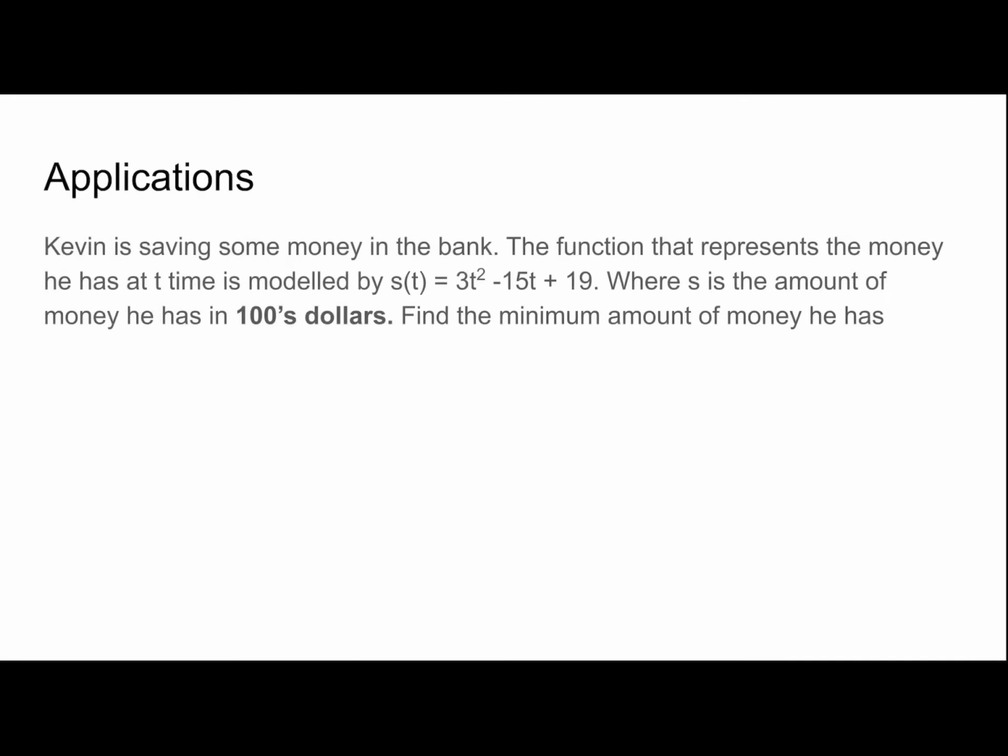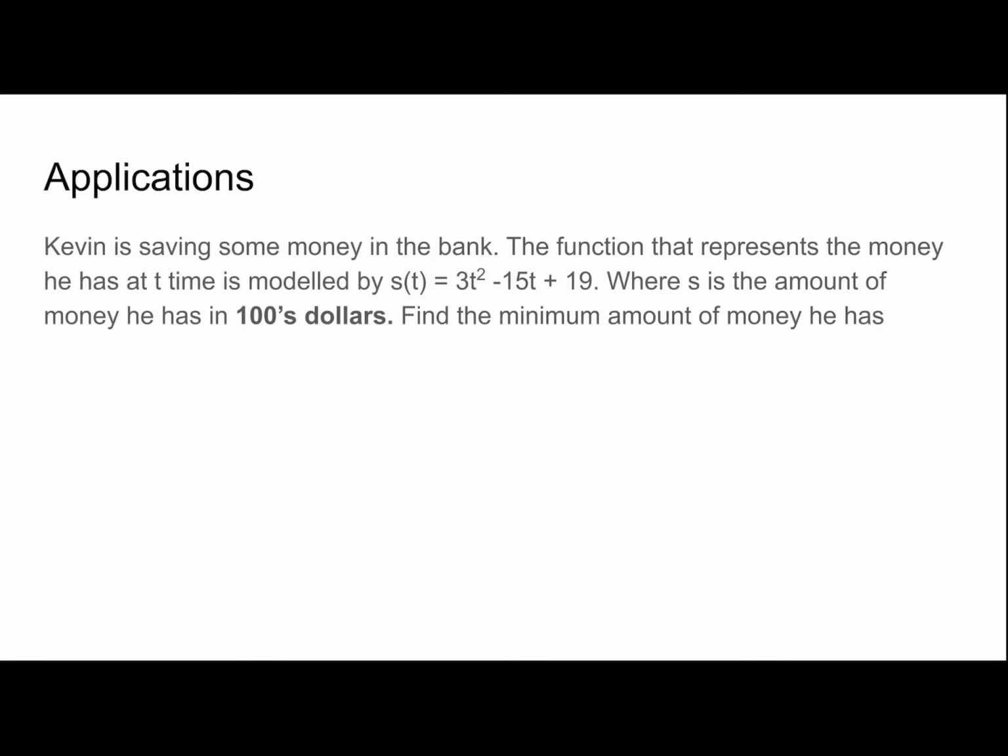Now some applications of maximums and minimums. These application type questions will come up in the exam very often. An easy example would be: Kevin is saving some money in the bank. The function that represents the money he has at time t is modeled by s of t equals 3t squared minus 15t plus 9, where s is the amount of money he has in hundreds of dollars. Find the minimum amount of money he has.